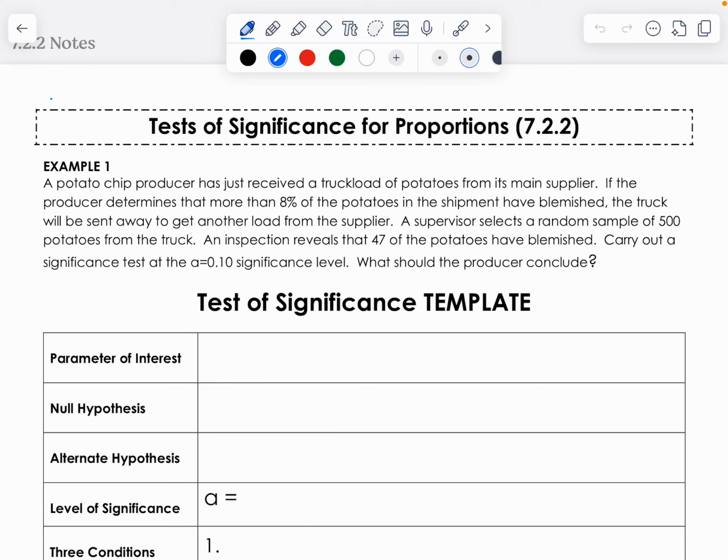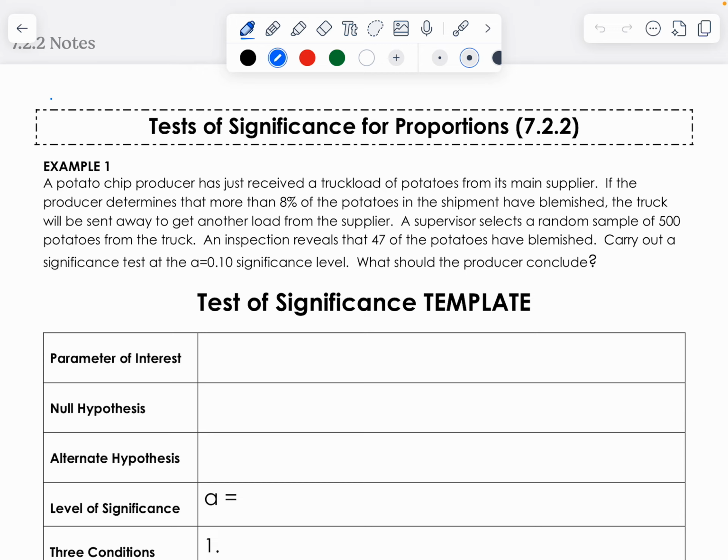Okay guys, so today we are going to be continuing where we left off with tests of significance for proportions. We will be doing 2 tests together in full, and then you guys will do 2 tests on your own for practice. And so here is our first example.